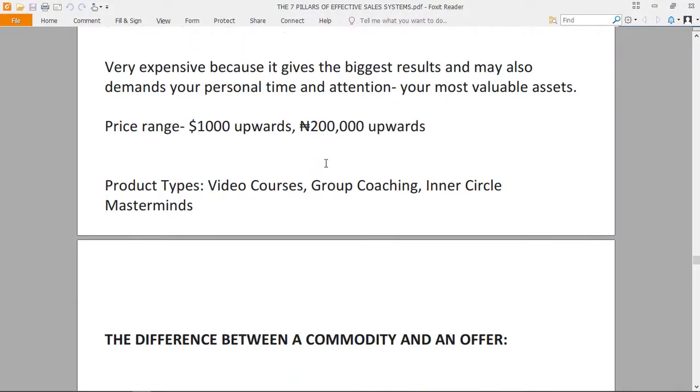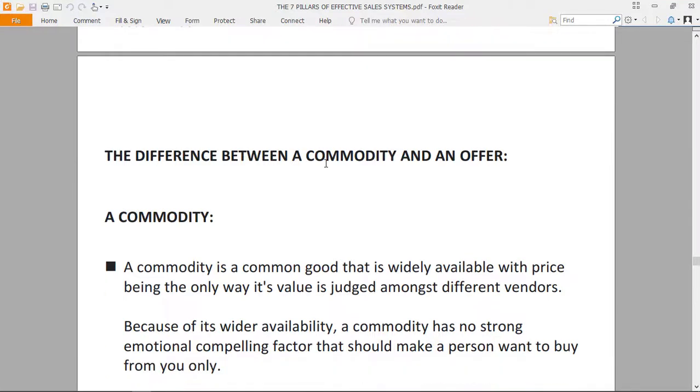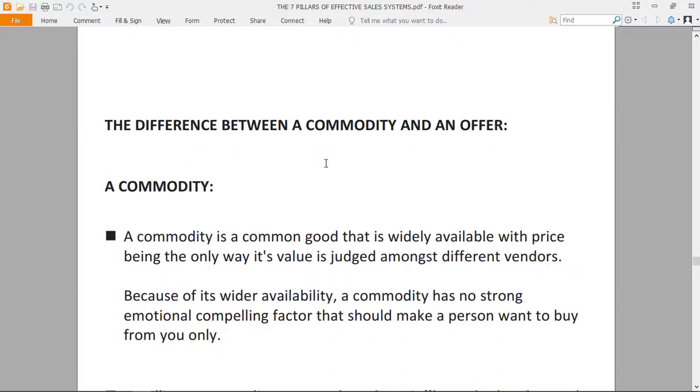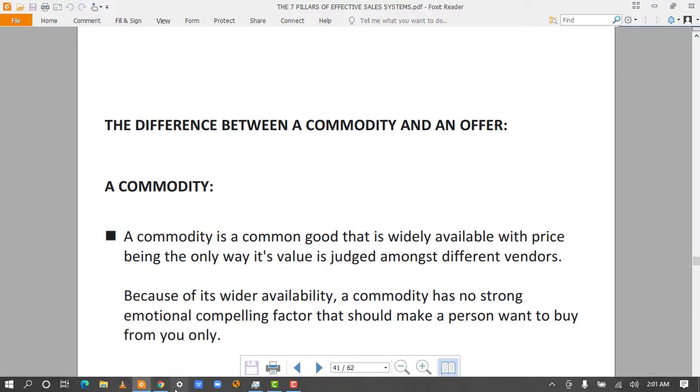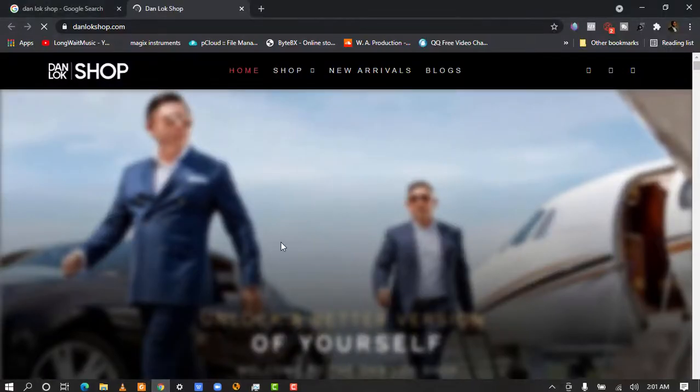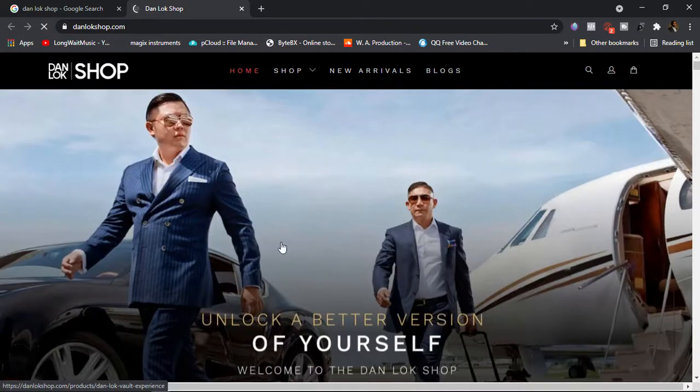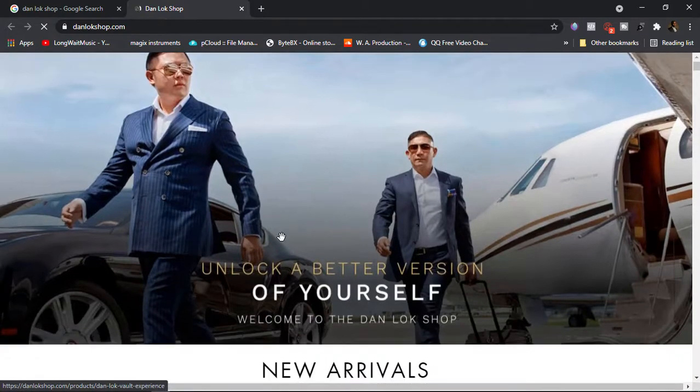Now, let's start talking about the difference. We'll come back to that. The difference between a commodity and an offer. This is something you have to understand. This is extremely important.